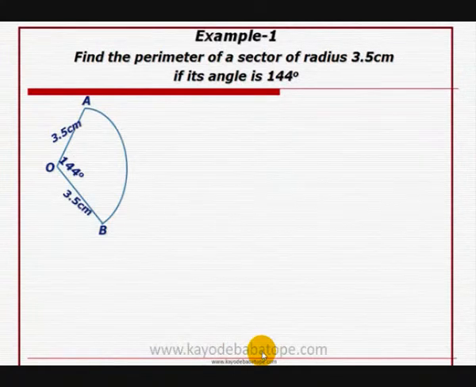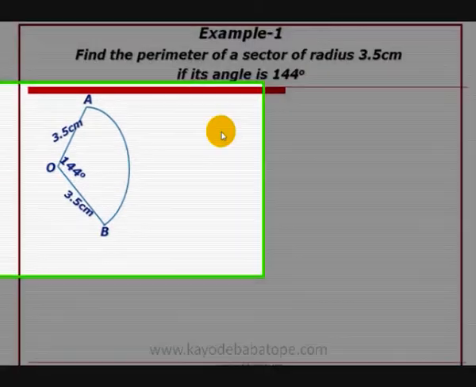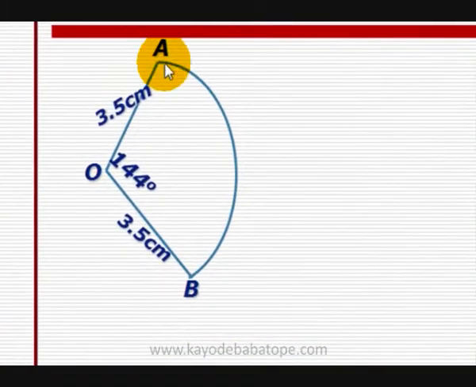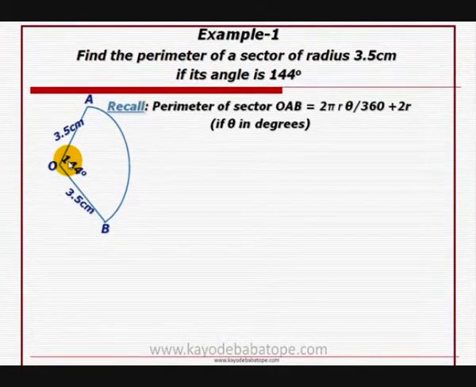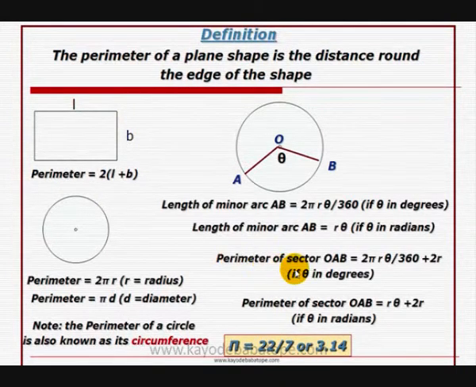Example, find the perimeter of a sector of radius 3.5 centimeters if its angle is 144 degrees, like in the figure on your screen. This is the arc AB. This is the radius, 3.5 centimeters, and it subtends an angle of 144 at the center of the circle. So, recall, we are told to find the perimeter of the sector. Recall, perimeter of sector is 2 pi r theta divided by 360 plus 2r.